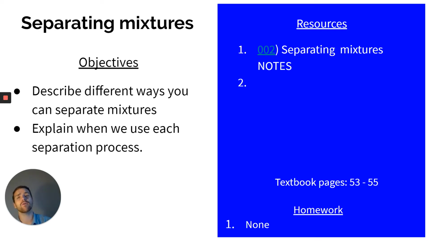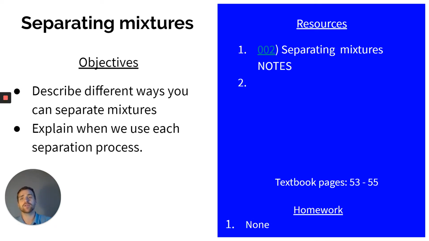For each process, I want you to describe what's happening in that process. Describe how the things are being separated, okay? And the second thing I want you to be able to do is explain when we would use those different processes. What I mean by that is give me an example of when we'd use that process. Why would we use that process on this example of a mixture but not on this one? All right, so those are the objectives.